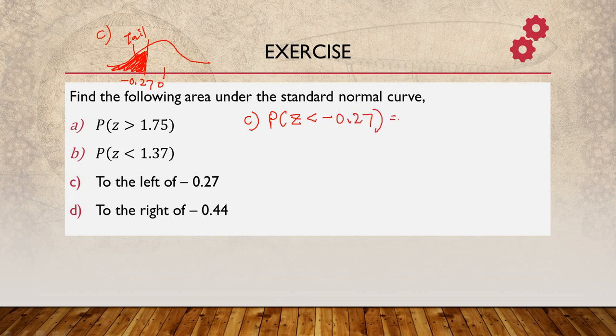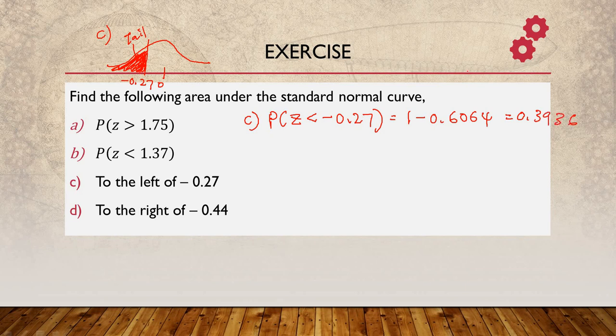Okay, open the table. Okay, so normal table 0.27, so 0.6064. So we will take 1 minus 0.6064. So we will have 0.3936.